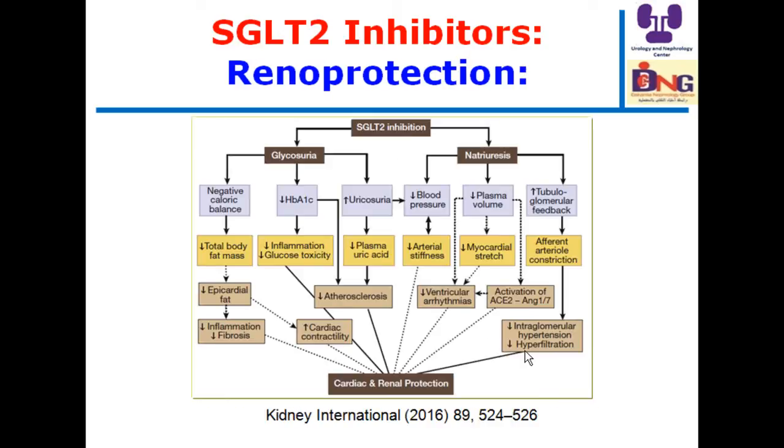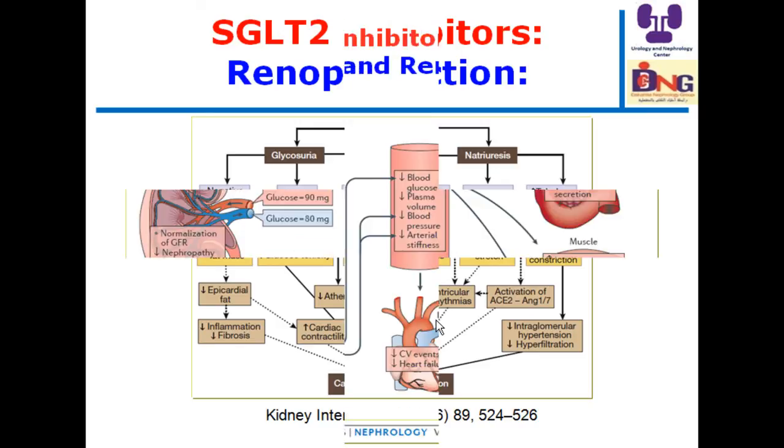Again, sodium glucose transporter 2 inhibition will lead to glucoretic glycosuria and natriuretic natriuresis, with subsequent beneficial effects of glycosuria: negative caloric balance, decreasing total body fat mass, decreasing body weight, and decreasing inflammation and fibrosis, decreasing hemoglobin A1C and hyperglycemia, decreasing glucose toxicity, uricosuria, and getting rid of hyperuricemia, and hyperuricemia is another cardiovascular risk factor. Natriuresis leads to reduction of blood pressure, decreasing blood volume, as well as adjusting tubuloglomerular feedback. All these actions will lead to cardio and renal protection. So sodium glucose cotransporter 2 inhibitors are friends for the heart and kidney.